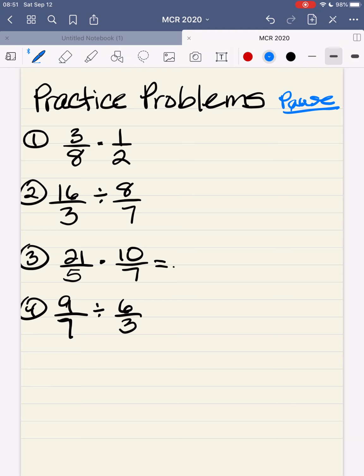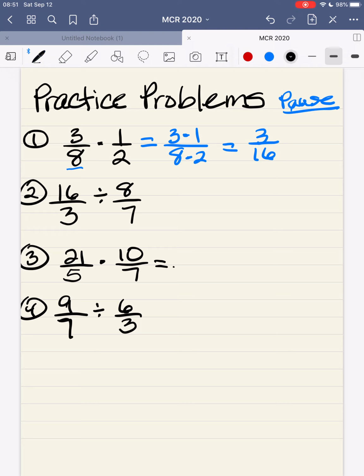All right, so the first one, I have 3 over 8 times 1 over 2. Okay, so even though 8 breaks down into 2 times 4, those numbers will both be in the denominator with the 2, so I can't cancel everything. So this one I can just multiply straight across, and I end up with 3 over 16.